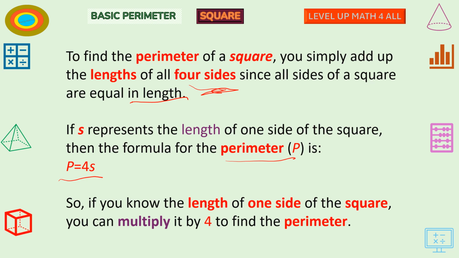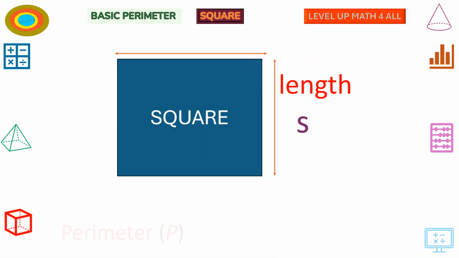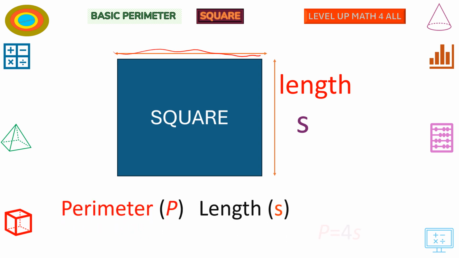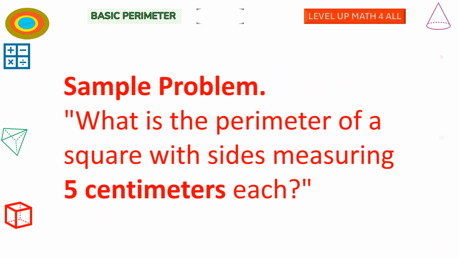So if you know the length of one side of the square, you can multiply it by 4 to find the perimeter. If you see in a square, all four sides are equal in length, so that the length represents S, then the perimeter P is nothing but 4 times S.